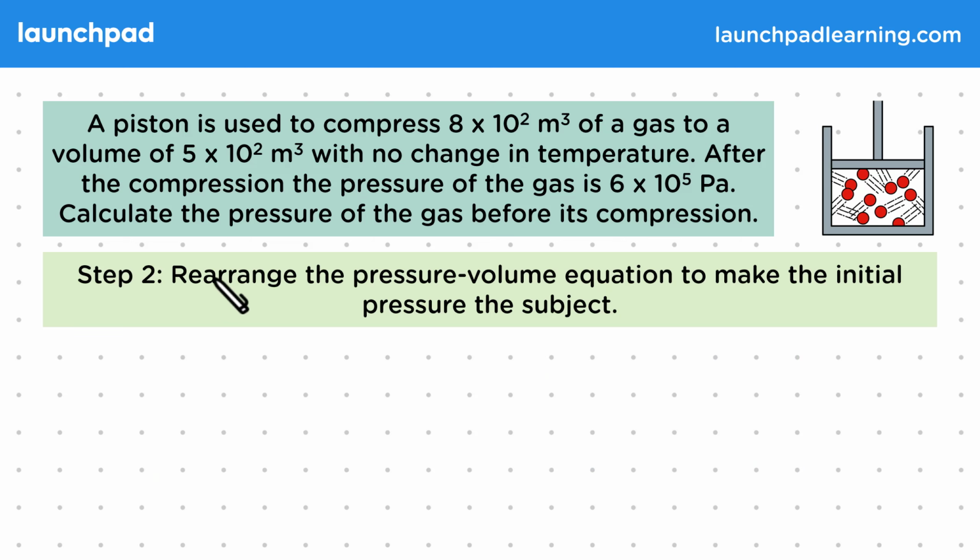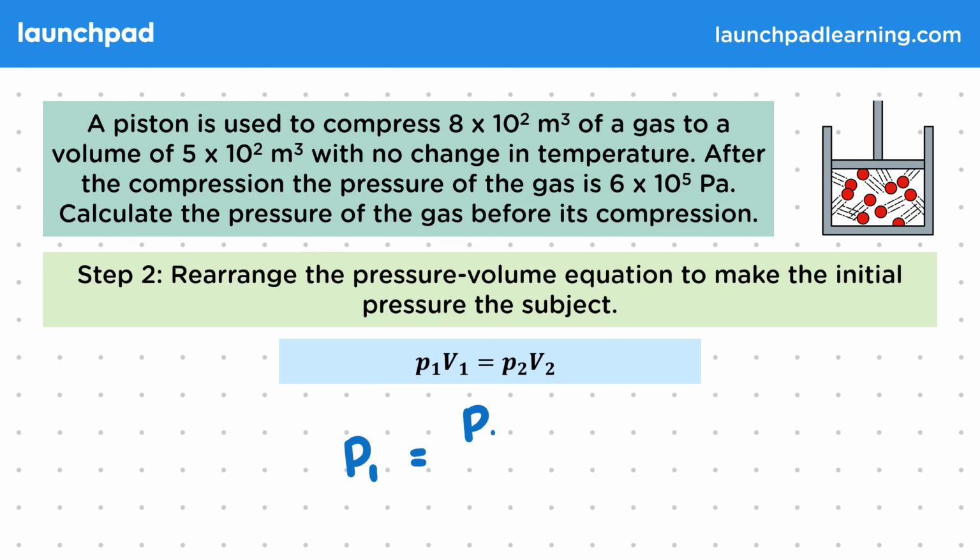For step 2, let's rearrange the pressure-volume equation to make the initial pressure the subject. We use this form of the equation as it's easiest to work with and substitute into. We need to rearrange this algebraically, and we can't use a formula triangle here. We can do this by dividing both sides of the equation by V1. Rearranging the proportionality formula is a very popular way of examining this topic. So P1 is equal to P2 times V2 divided by V1.